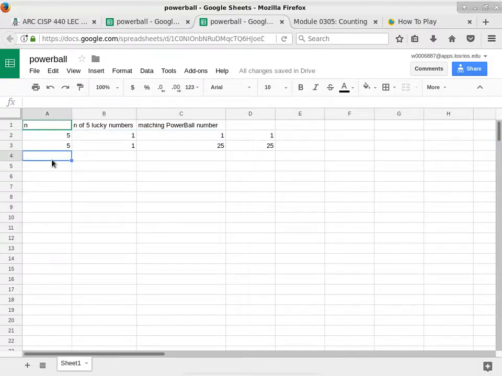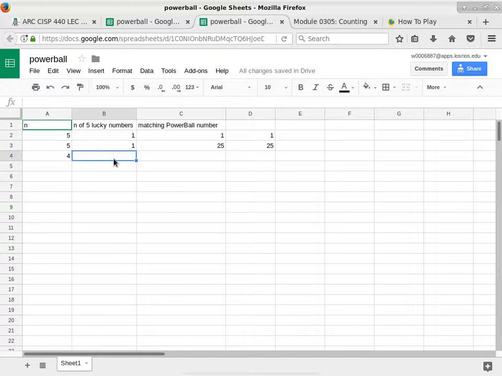But it gets a little bit tricky when n equals 4. In other words, this time I only want to match 4 out of the 5 lucky numbers. The other number is not matching. How many ways can I match only 4 out of the 5 lucky numbers and have one number that is not matching any one of the lucky numbers? Yeah, it's a little bit tricky.